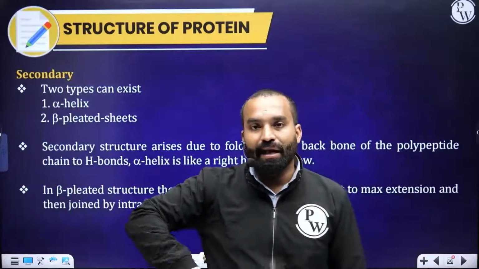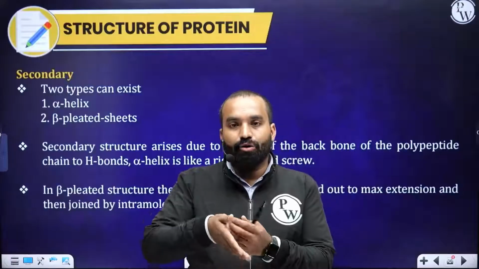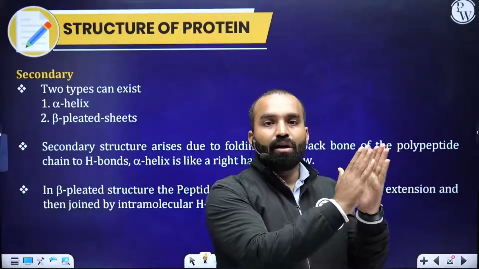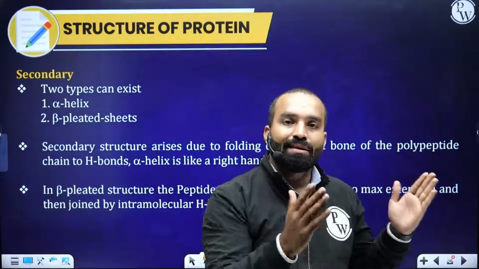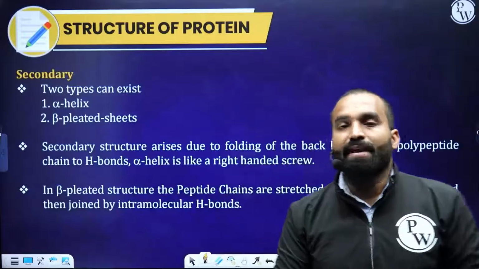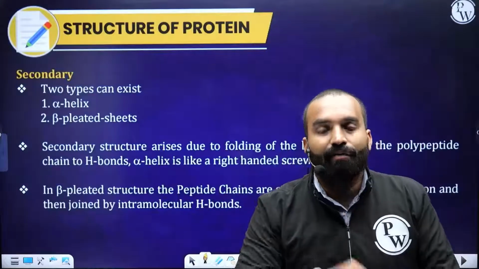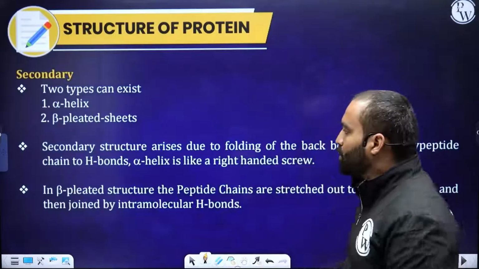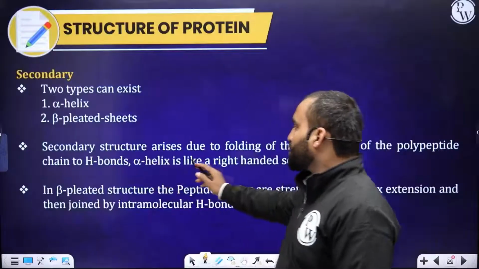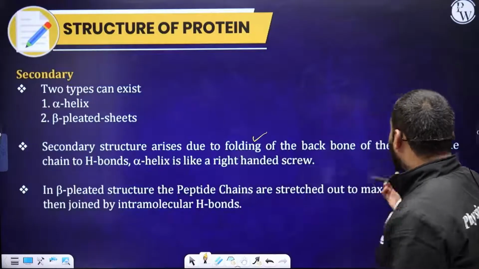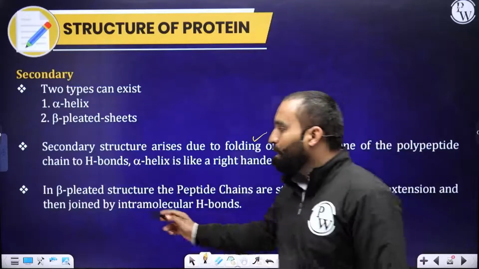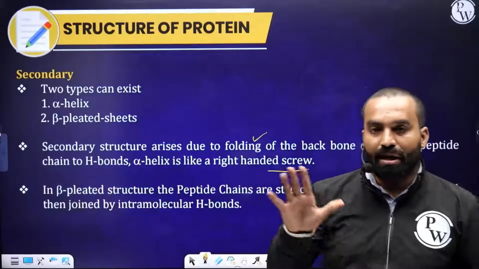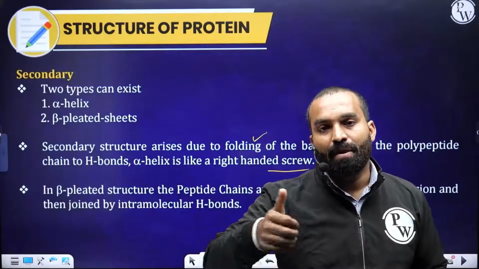Beta pleated is just like a sari. You know sari? You make a pleat like that, or just take the example of a curtain. One curtain has got one pleat over another, so that is a similar kind of structure of a protein. Beta pleated structure. Alpha helix structure is just like a spring, so they are held together via hydrogen bond or disulfide linkages. So secondary structure arises due to the folding of the backbone of the polypeptide chain by hydrogen bond, and alpha helix is a right-handed screw structure. Remember, it coils like that.